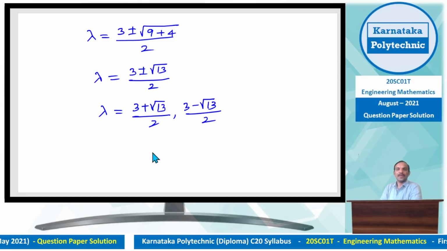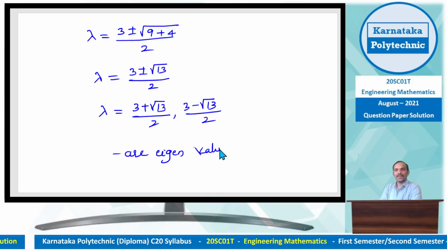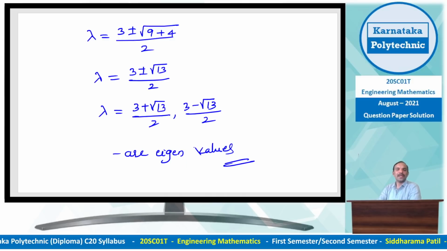These are the characteristic roots or eigen values. These are the required solutions, and these are the questions from section 1.